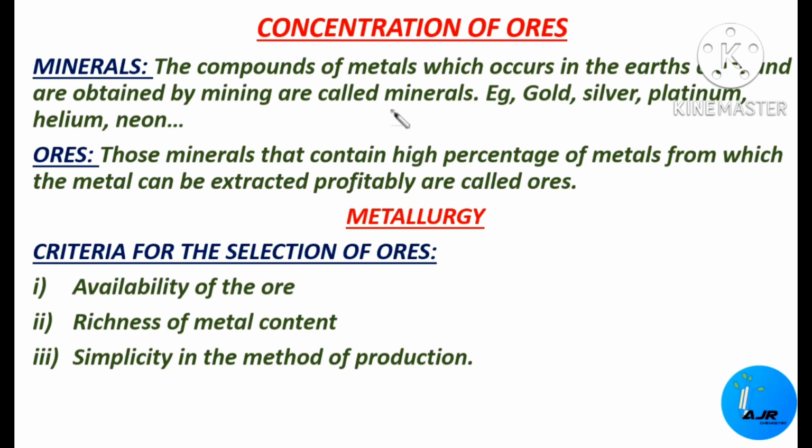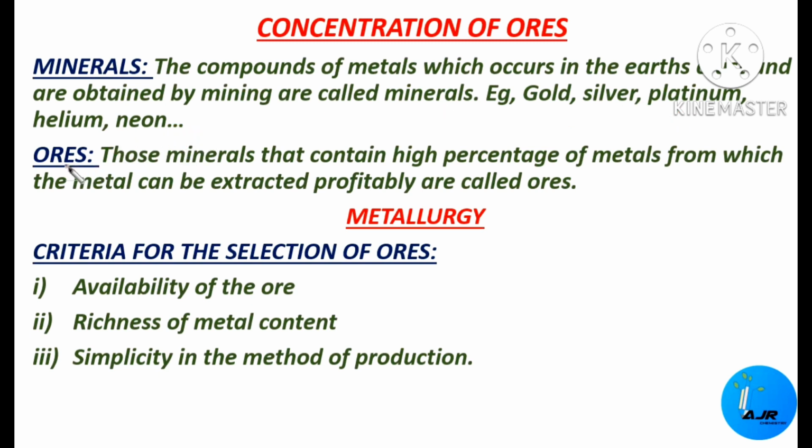So before going into the topic, that is the concentration of ores, let us see what minerals are. Minerals are compounds of metals which occur in the earth's crust and are obtained by mining. So these metals will be in the form of compounds occurring in the earth's crust, and we can obtain them by mining.